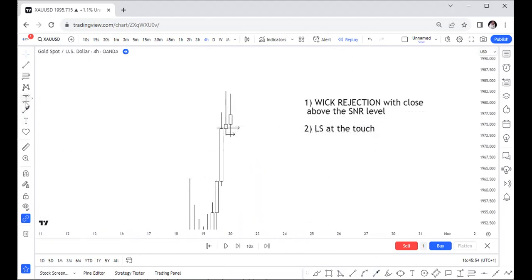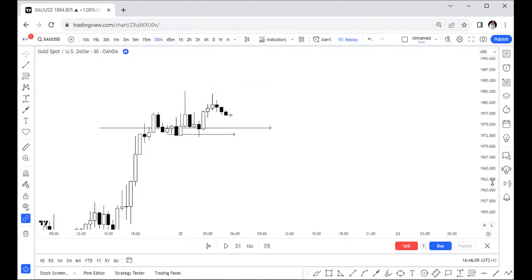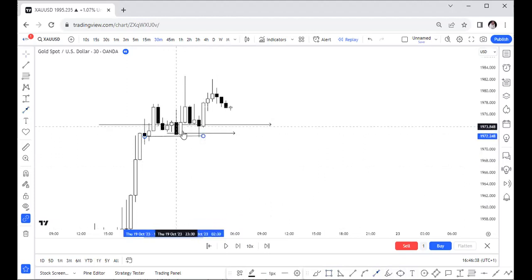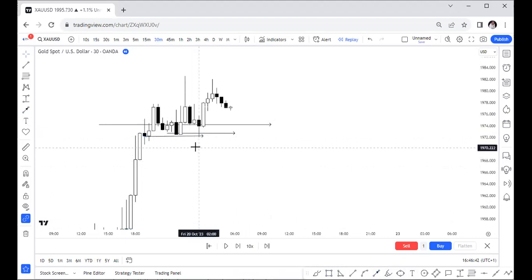You can take it lower to like 30 minutes. So you want to see a lower time frame breakout, right? So we got this, we got this out. This is a breakout. This is a liquidity sweep. See the liquidity sweep here on 30 minutes. So what you want to do is to put your stop loss below that sweep.